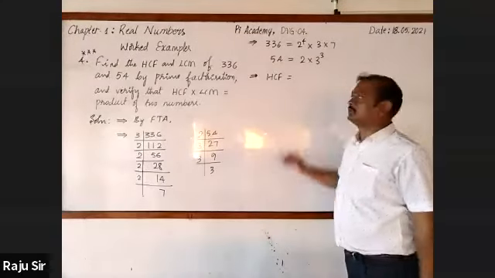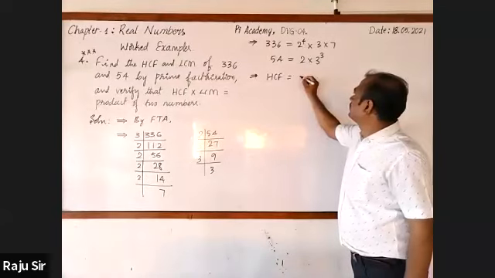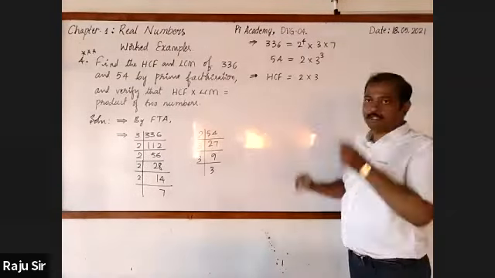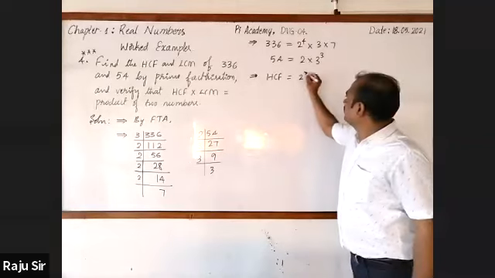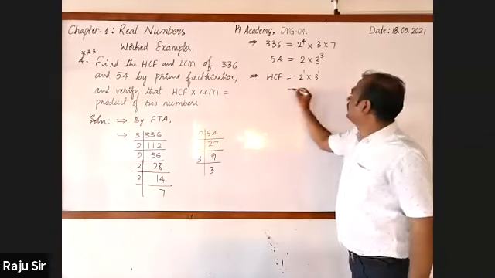Let us find out HCF. HCF is the common factor. Common factors are both 2 and 3. Their least power is 1 and 1. It will be 6.